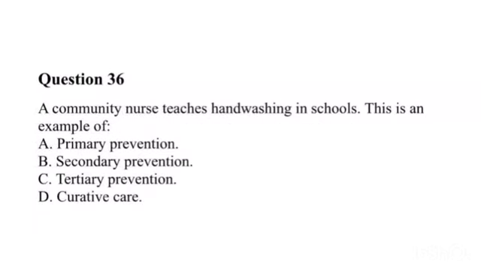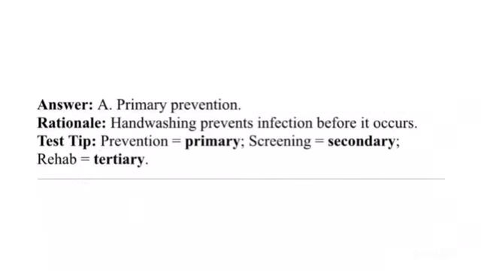Question 36. A community nurse teaches handwashing in schools. This is an example of A. Primary prevention. B. Secondary prevention. C. Tertiary prevention. D. Curative care. Answer: A. Primary prevention. Rationale: handwashing prevents infection before it occurs. Test tip: prevention equals primary, screening equals secondary, rehab equals tertiary.